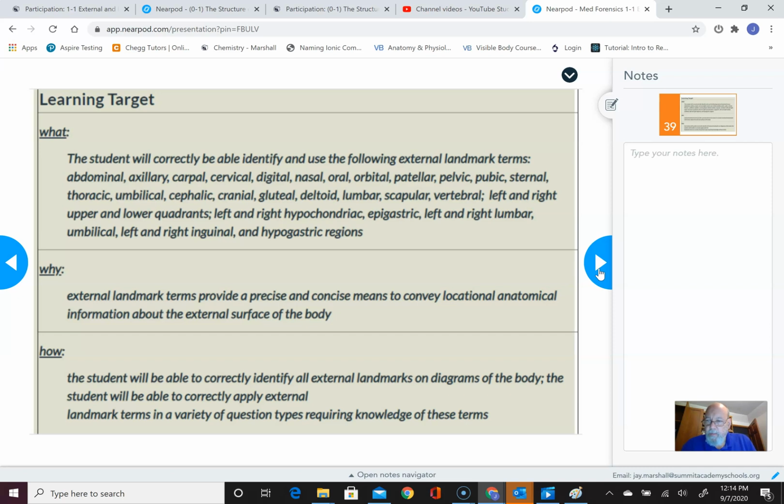And then the reason we're going to do this is because external landmarks provide a precise and concise means to convey locational anatomic information about the external surface of the body. And you will be able to correctly identify all external landmarks on diagrams of the body, and you will be able to correctly apply external landmark terms in a variety of question types requiring knowledge of these terms.